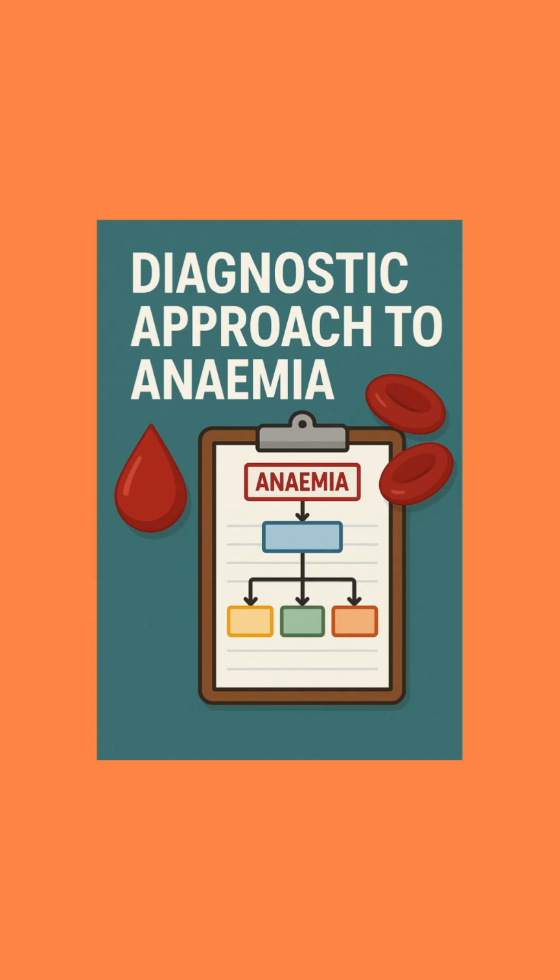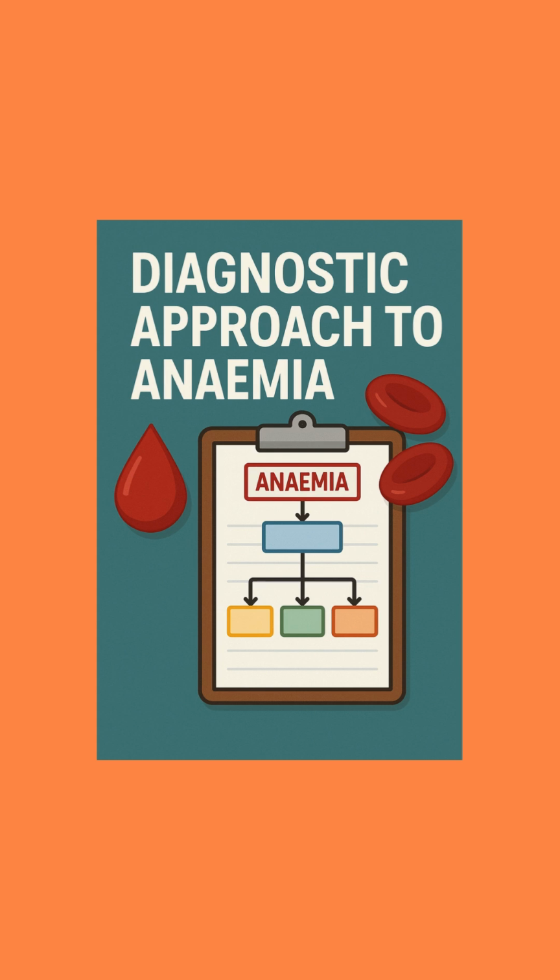A low count means the marrow isn't keeping up, pointing to decreased production, like in renal failure, bone marrow disorders, or nutritional deficiencies. Don't forget the peripheral smear. Schistocytes. Think microangiopathic hemolysis. Spherocytes. Possibly hereditary spherocytosis or autoimmune hemolytic anemia.